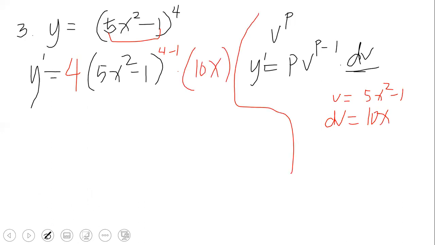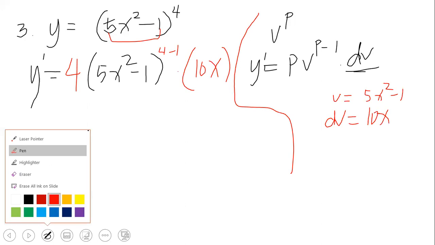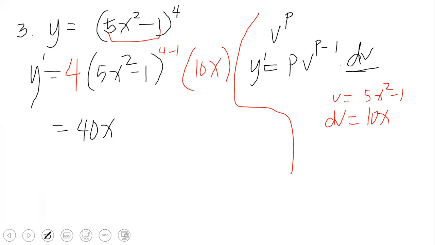So let's simplify everything. This will be 40x. Then attach the original function, 5x squared minus 1 raised to the third power.